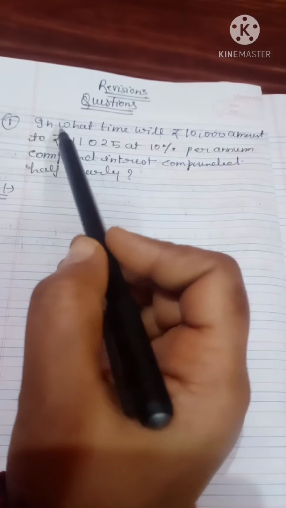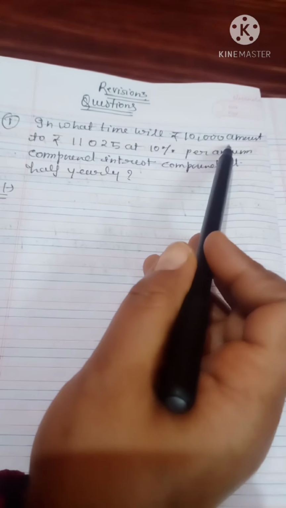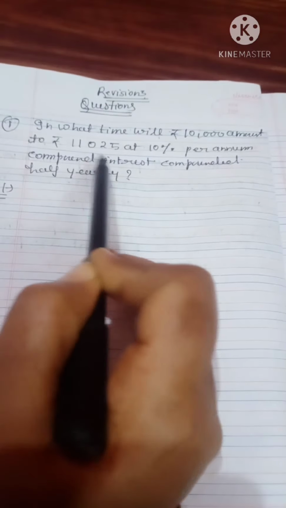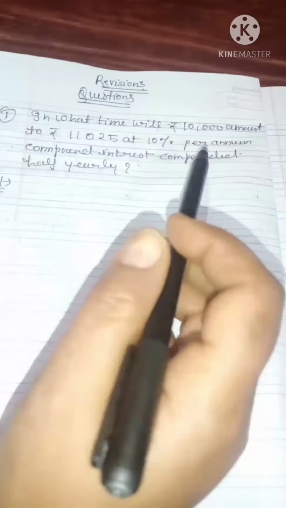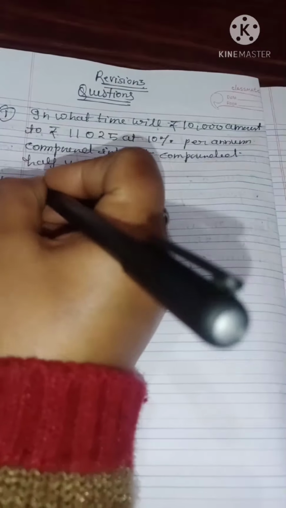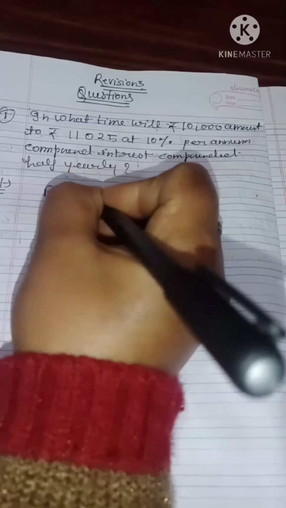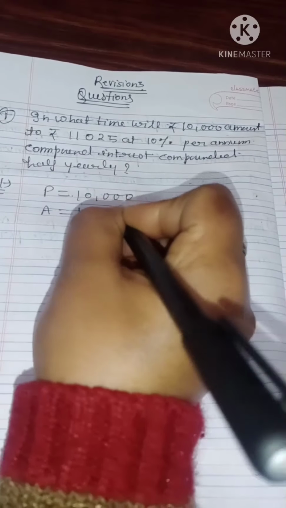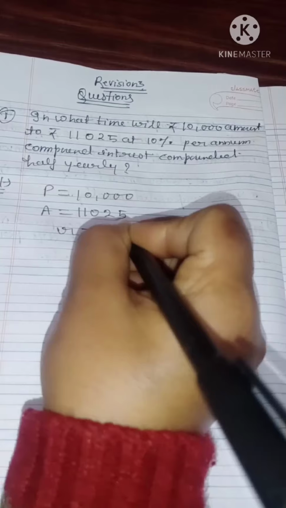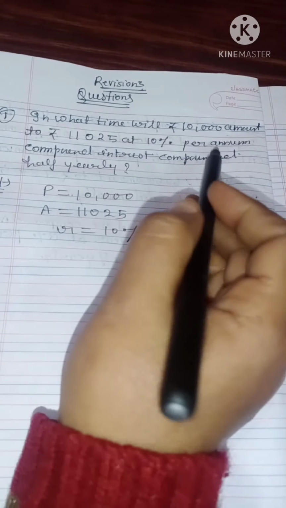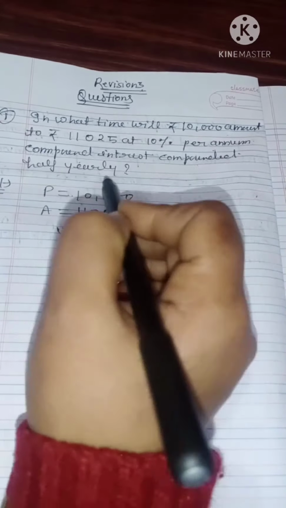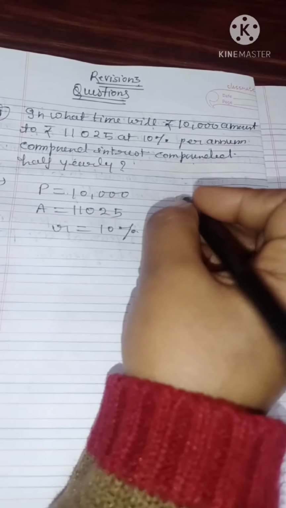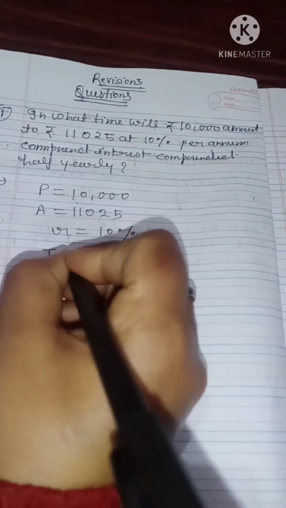First question I have taken: in what time will rupees 10,000 amount to rupees 11,025? This will be your amount. So P is equal to 10,000 and A is equal to 11,025. R is equal to 10% per annum, compound interest compounded half yearly. In what time? That is, T is equal to what?